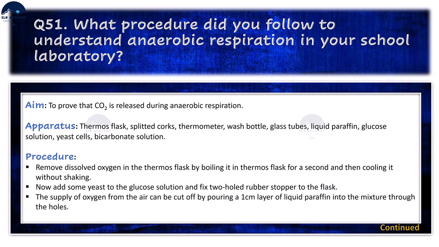Procedure: remove dissolved oxygen in the thermos flask by boiling it for a second and then cooling it without shaking. Now add some yeast to the glucose solution and fix a two-holed rubber stopper to the flask. The supply of oxygen from the air can be cut off by pouring a 1 cm layer of liquid paraffin into the mixture through the holes.